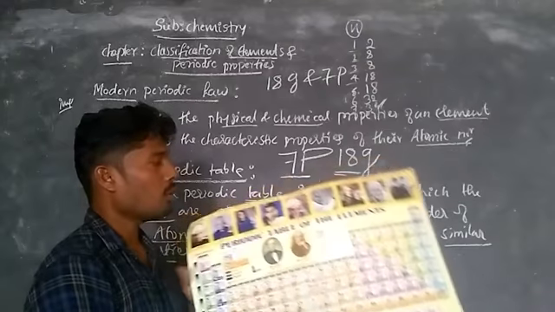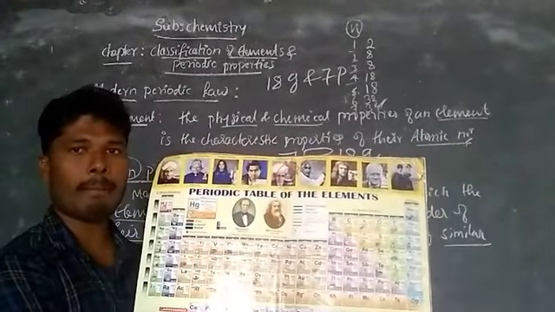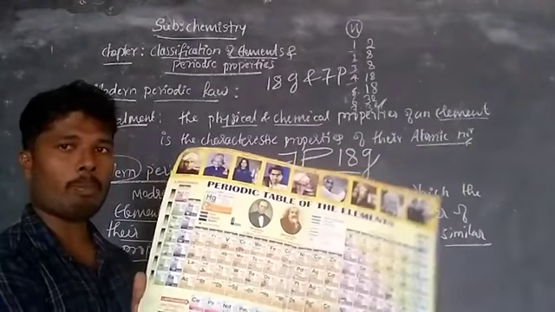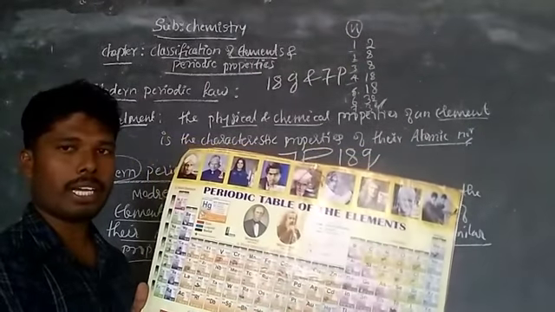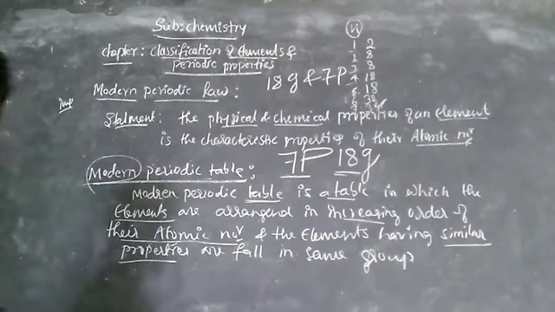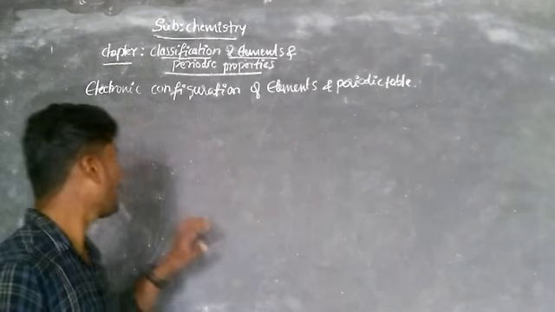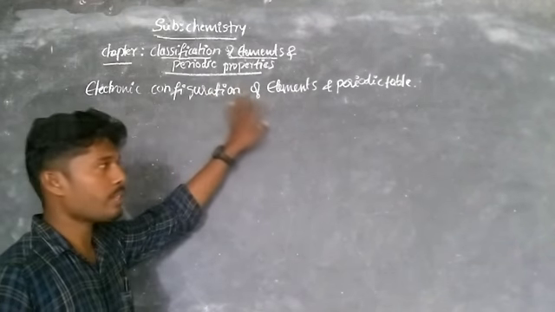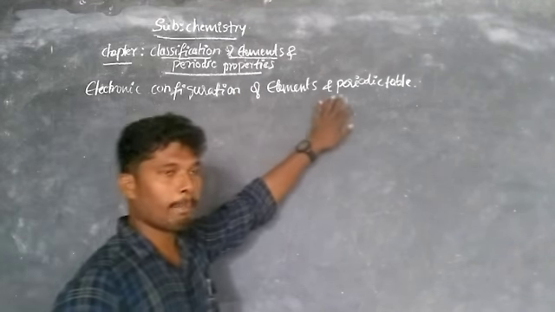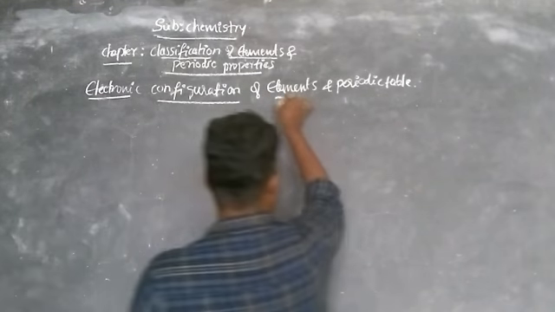Okay, so I hope you get an idea about the periodic table, how many elements are there, how they are arranged and on what basis they are arranged. Okay, so the next concept is electronic configuration of an element and the periodic table. Electronic configuration of an element and the periodic table.